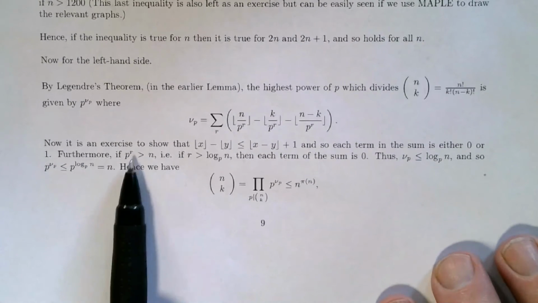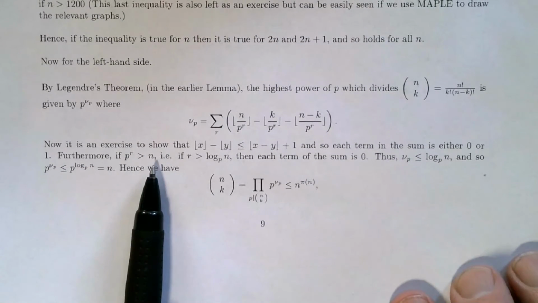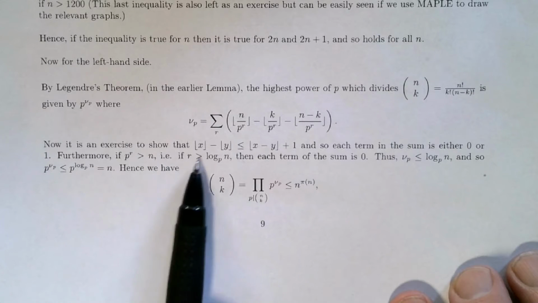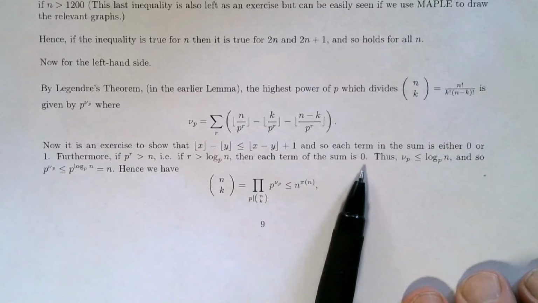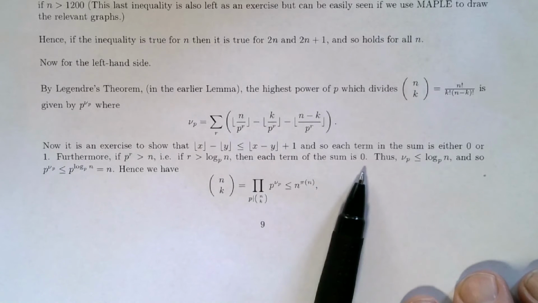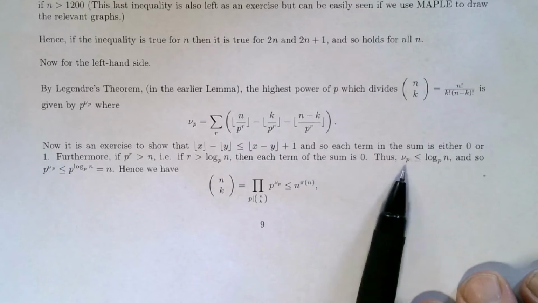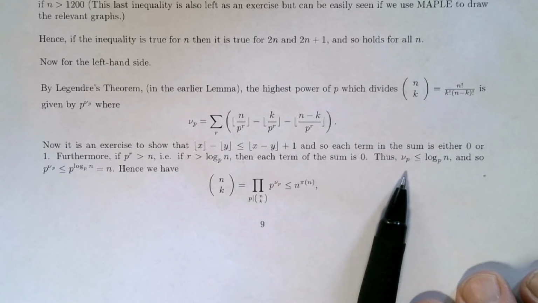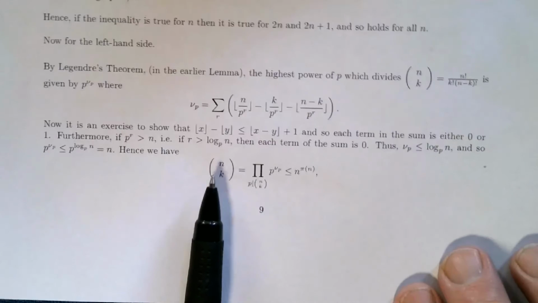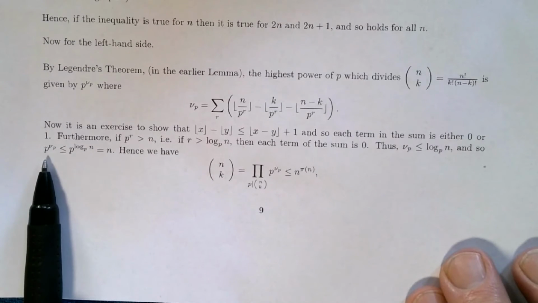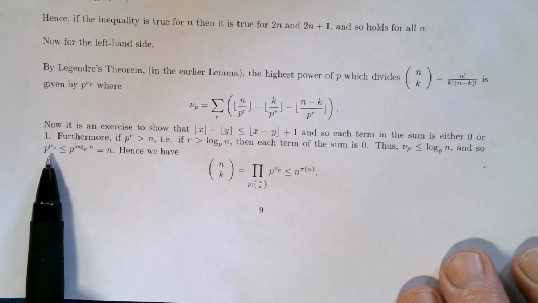Furthermore, if we take p to the r bigger than n, i.e. if we take r bigger than the log to the base p of n, then each term of the sum is 0. Thus, this nu of p is going to have to be less than the log of n to the base p, and hence when I work out p to the nu p, basic log laws get you that it is at most n.